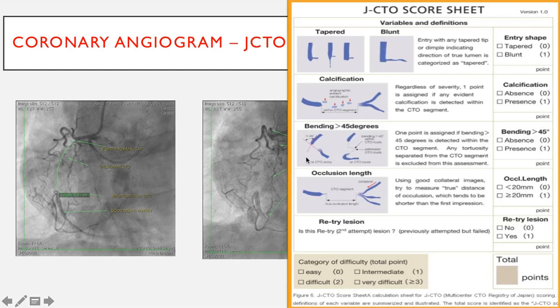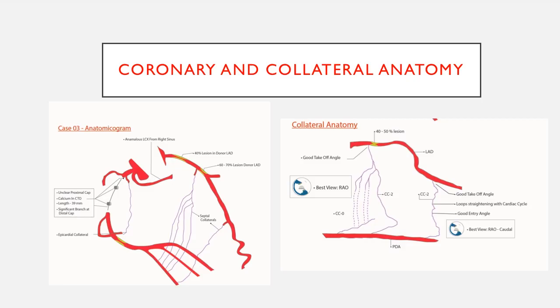So the JCTO score of this patient: ambiguous cap and significant calcium in the CTO. There is no bend in the CTO, and the length is almost 40 millimeters, so it is a JCTO score of 3. So definitely it is going to be a tough case for the procedure.